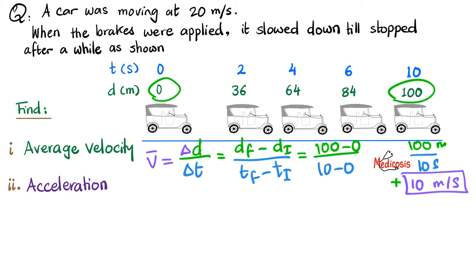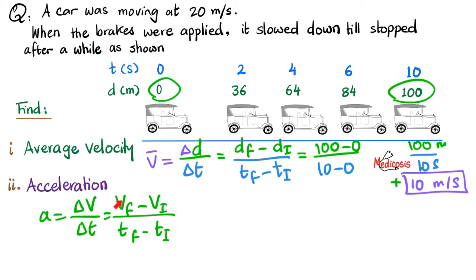Next, acceleration. What is acceleration, please? Acceleration is delta v, velocity, over delta t, time, which means I need velocity final minus velocity initial over t final minus t initial. You can also say v2 minus v1 over t2 minus t1. Same thing.